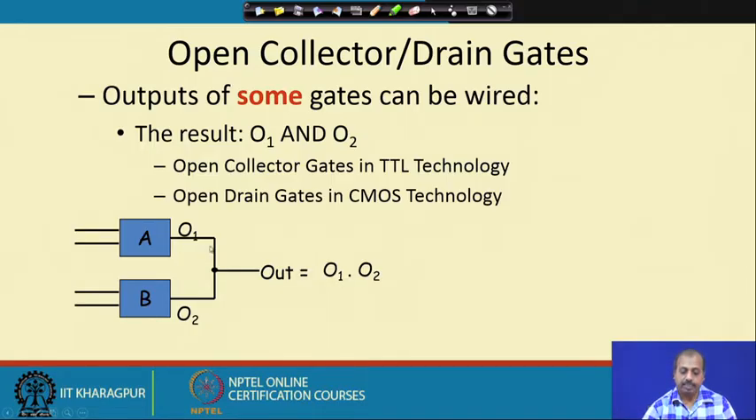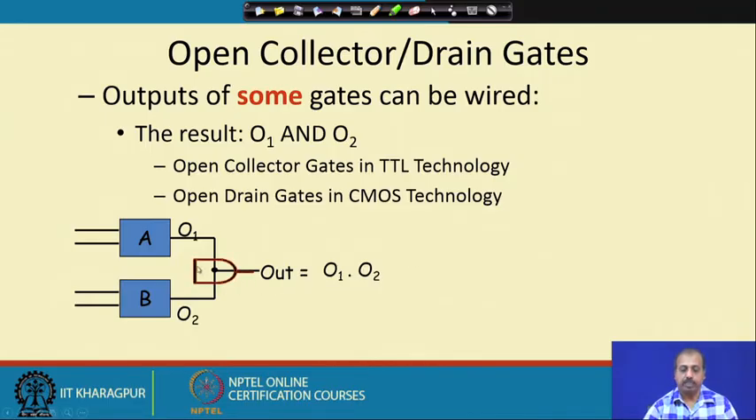Now, can I connect O1 and O2 like this? The logic level is fine, and the logic value I get is the AND of these. If I do not use open collector, if I use a normal TTL gate or normal CMOS gate, then also I will get the output as O1 O2, but the problem that will come is the current flow through the devices that can occur if one output is high and another output is low. So, for that purpose we need some protection.